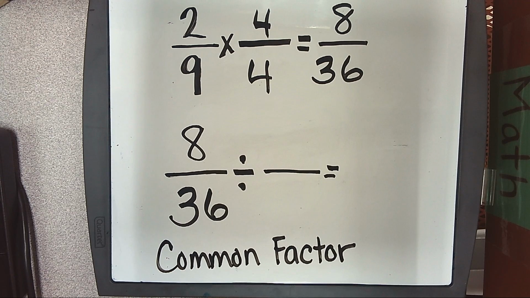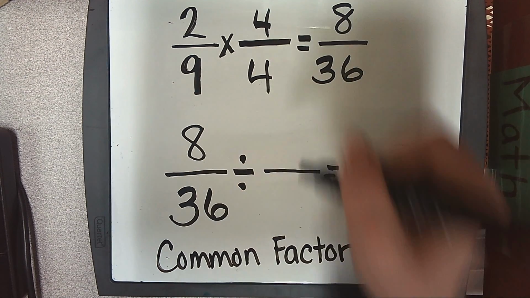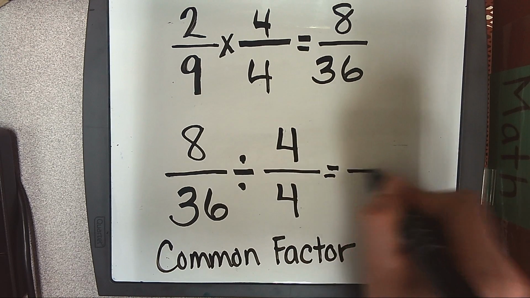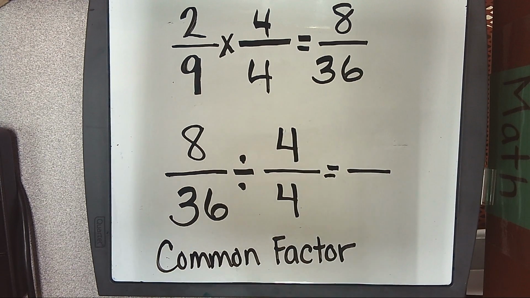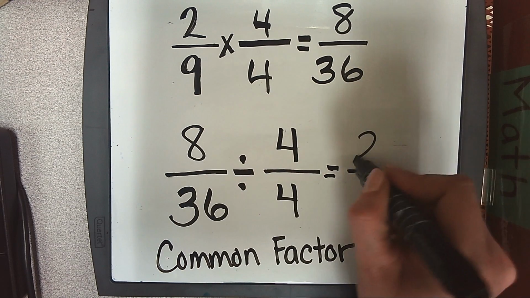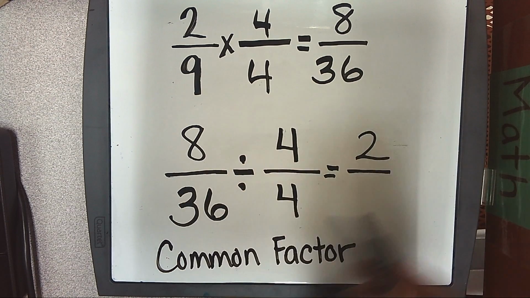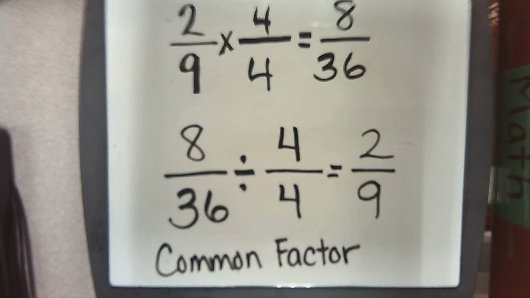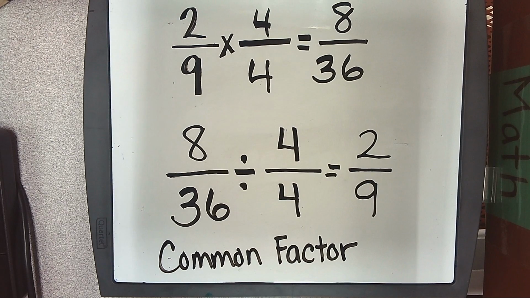Thinking about my factors of 8, I know that 2 times 4 is 8, and I know that 9 times 4 is 36. So I can divide both of those numbers by 4 and then get a fraction in its more simple form with smaller numbers in the numerator and denominator. 8 divided by 4 is 2, and 36 divided by 4 is 9. So here you can see the relationship between those two equivalent fractions.